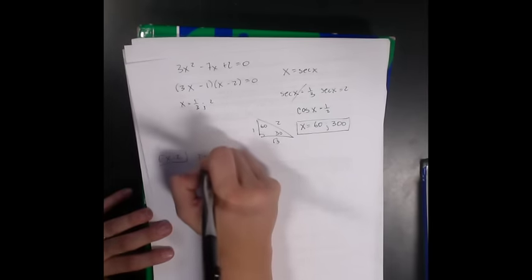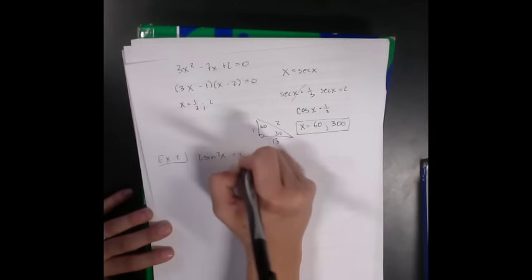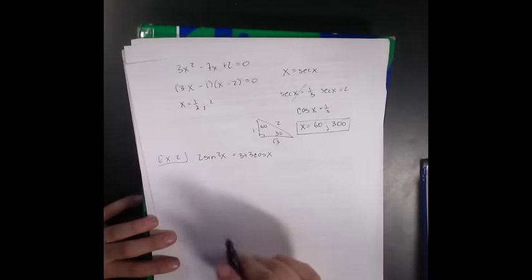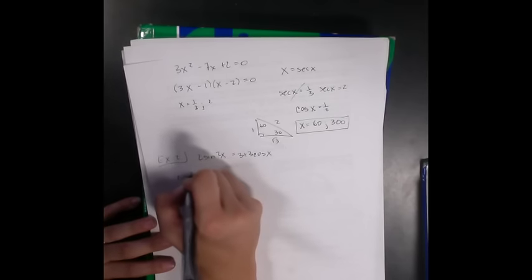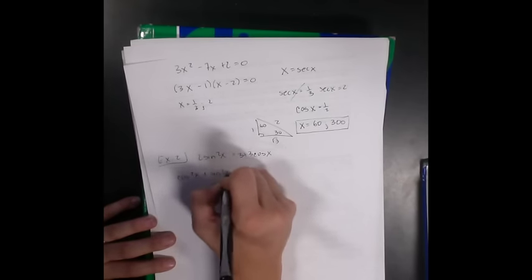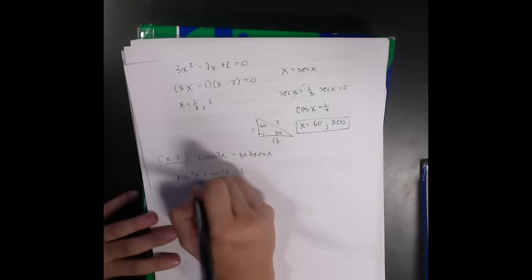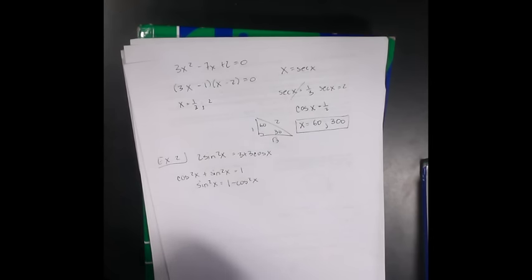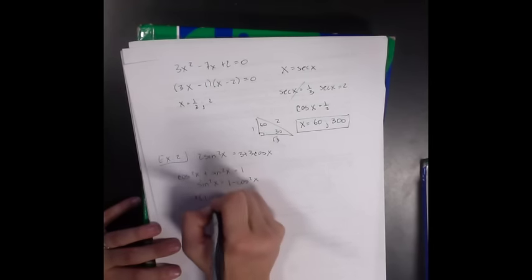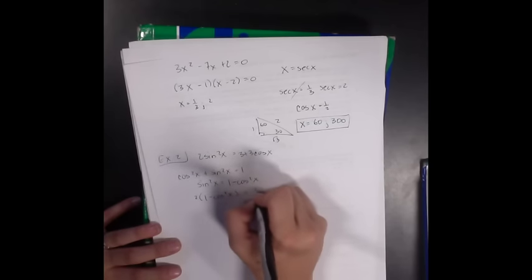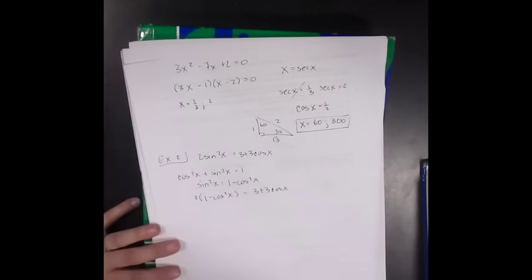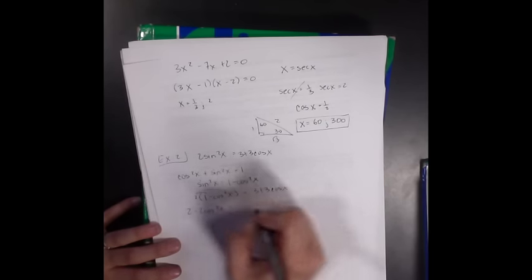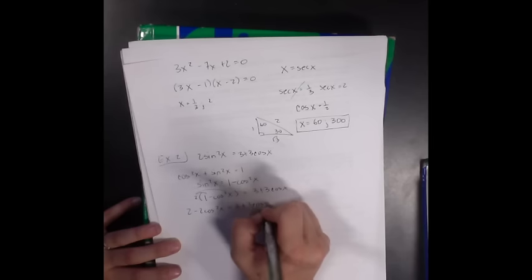Example 2, we have 2 sine squared x equals 3 plus 3 cosine of x. Again, we have two trig functions, so I'm going to use a trig identity. I'm going to use the trig identity that says the cosine squared of x plus the sine squared of x is 1. So the sine squared of x is 1 minus the cosine squared of x. So I have 2 times 1 minus the cosine squared of x equals 3 plus 3 cosine of x. Distribute my 2. So I get 2 minus 2 cosine squared of x equals 3 plus 3 cosine of x.